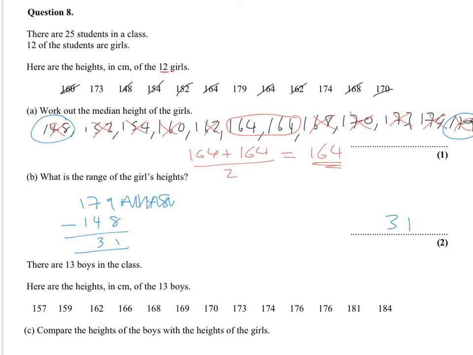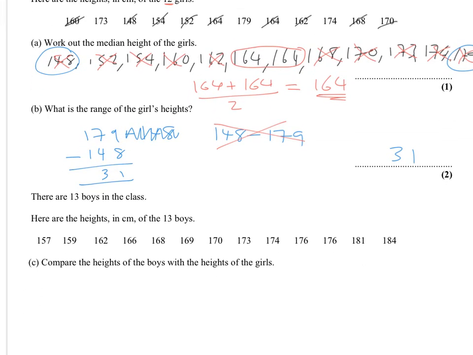You need to write your range as an exact value rather than as a subtraction like this. Very common mistake is to write the smallest to the biggest. Now you've identified the 2 correct numbers, but you're not going to get any marks for that. So make sure you calculate the range as an exact value.